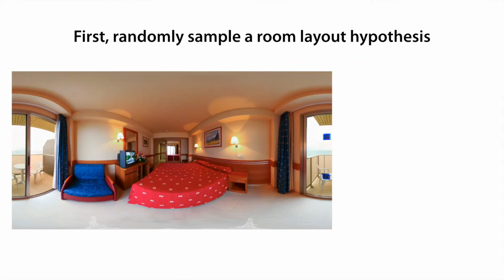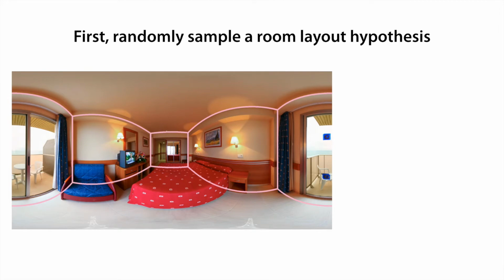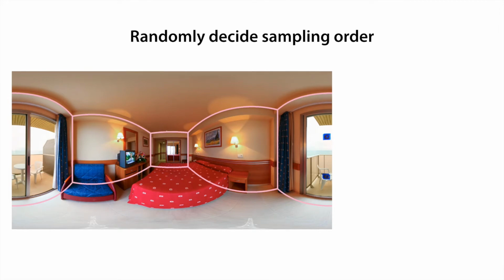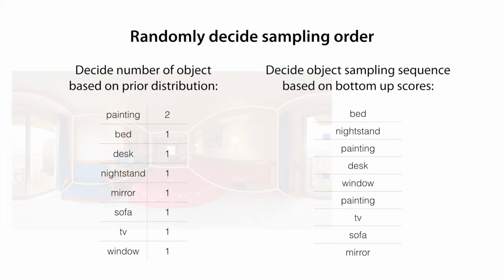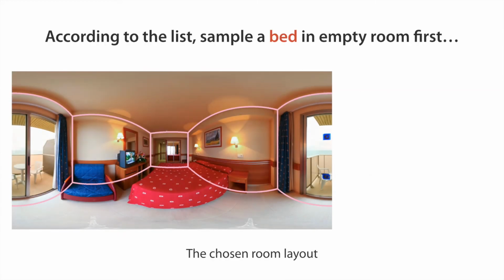First, we randomly choose a room layout hypothesis. Then, according to training data, we randomly decide the number of instances for each category and their sampling sequence. We will sample all the objects in this room following this sequence. In this example, we sample a bed first.